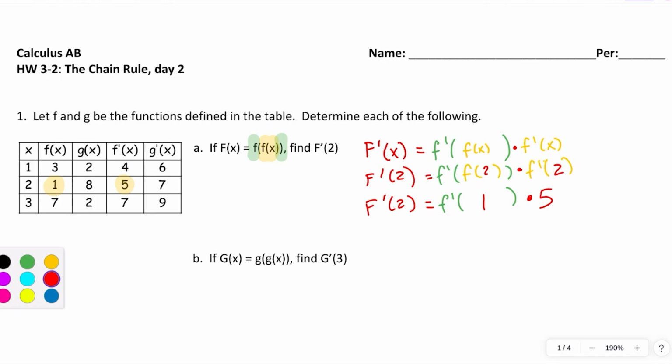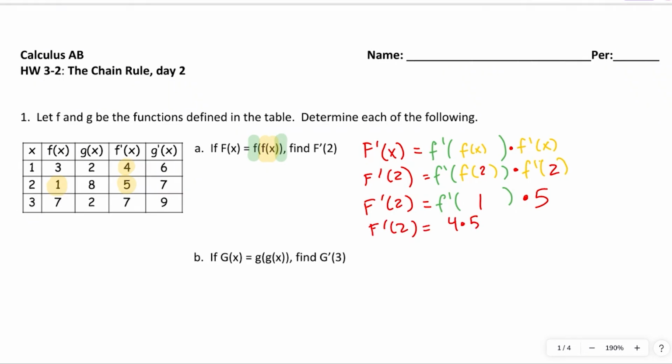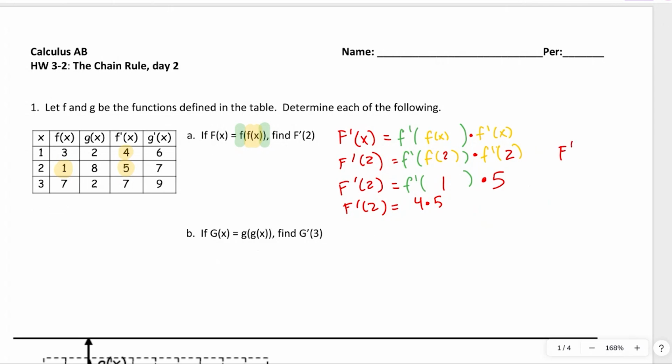So the last thing here before we get our final answer is going to be to find f prime of 1, and we can see f prime of 1 here, it's 4. So capital F prime of 2 is going to be 4 times 5, which is 20.